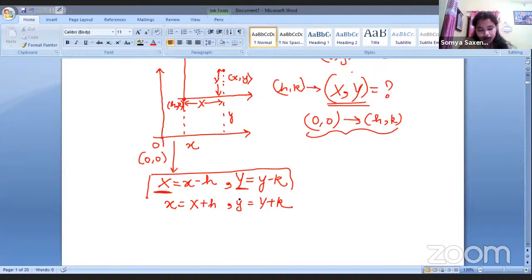This shifting of origin, we are just doing it so that we can find the new coordinates of a point with respect to a different origin. Initially, when the origin was 0, 0, x, y were the coordinates. But what will be the coordinates of that point with respect to the origin which is now shifted, right? So just to figure it out, we do this.